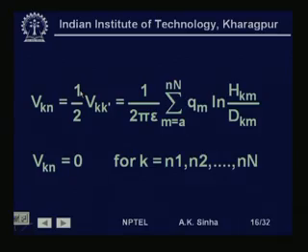Now, the voltage between the kth conductor and the neutral or the earth will be equal to half of that between the conductor k and its image k dash. Therefore, V k n will be equal to half V k k dash, which will be equal to 1 by twice pi epsilon, because that 2 is cancelled out with this 2 here. So, it is 1 by twice pi epsilon summation m is equal to a to n n of q m log n h k m by d k m.